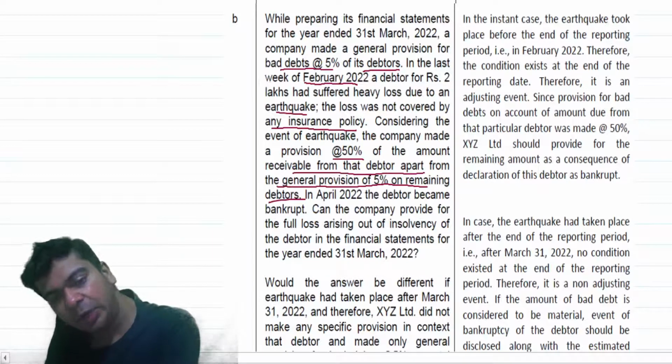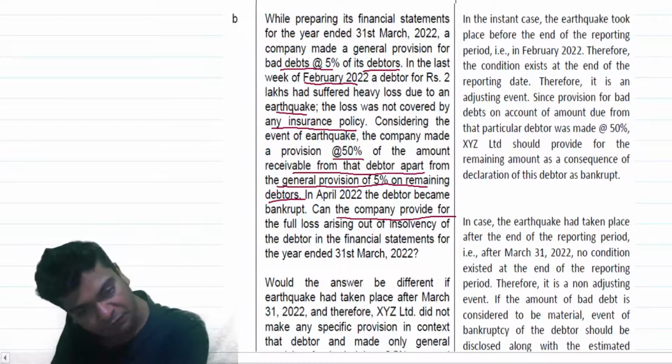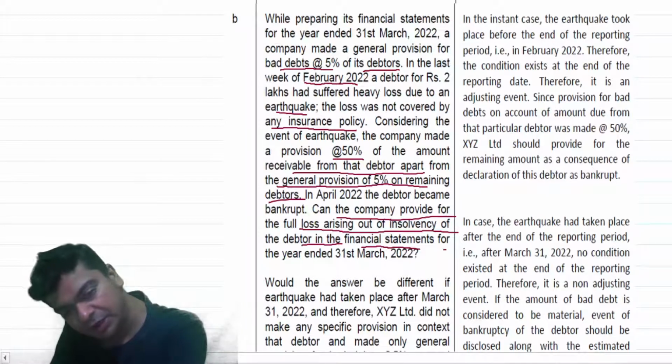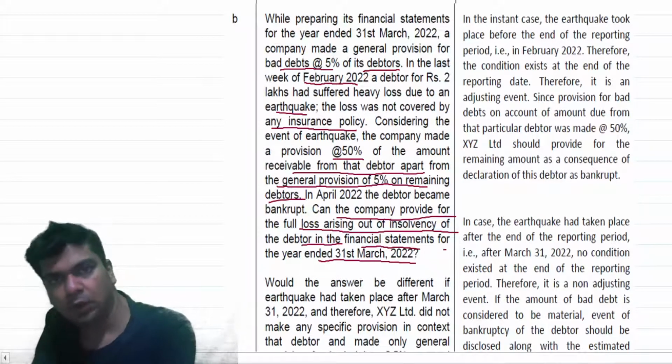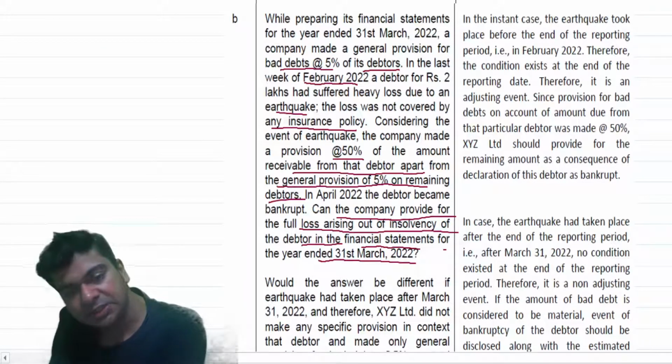In April 2022, the debtor became bankrupt. Can the company provide for the full loss arising out of insolvency of the debtor in the financial statements for the year ended 31st March 2022? I believe this is one of the examples that we had discussed earlier, isn't it?